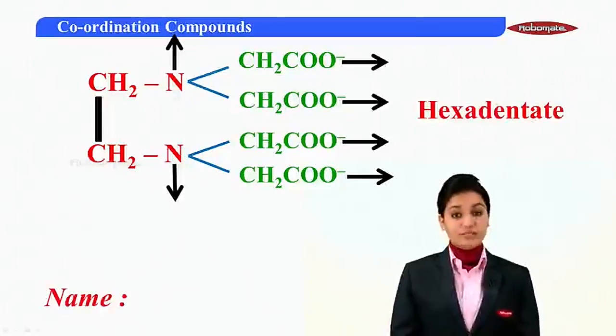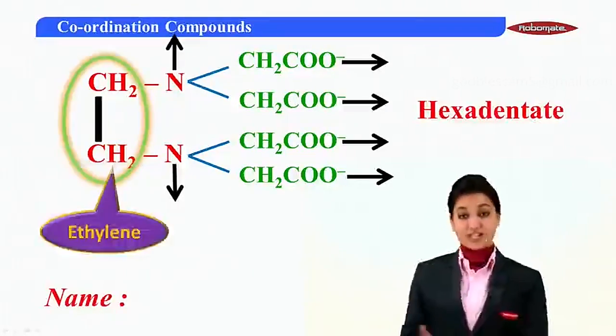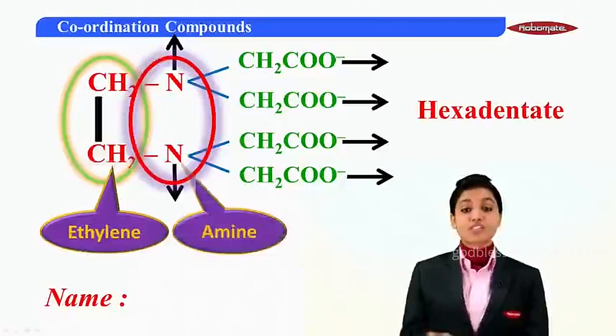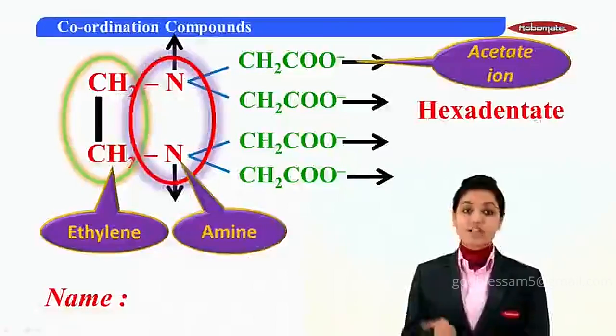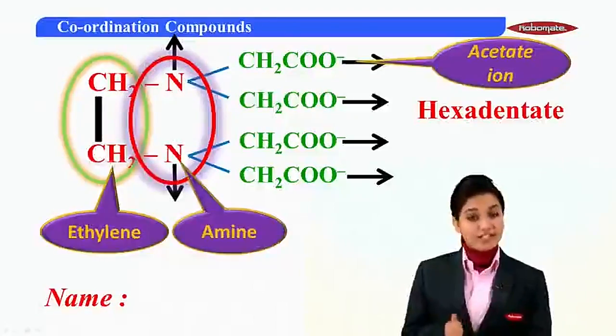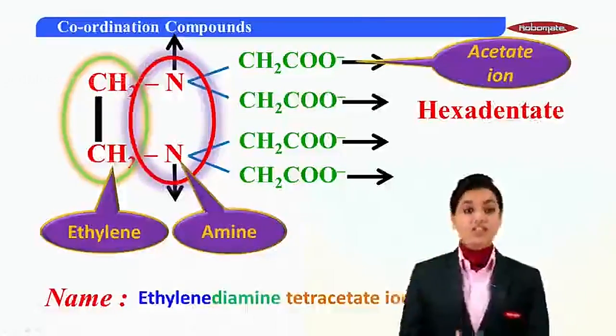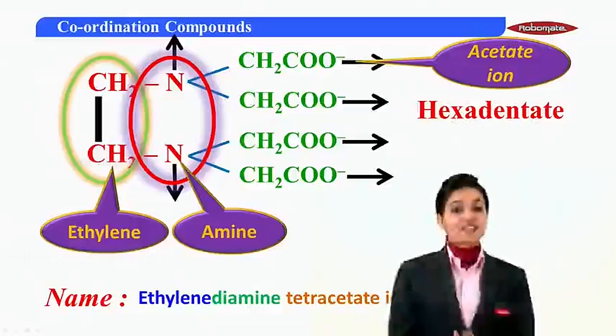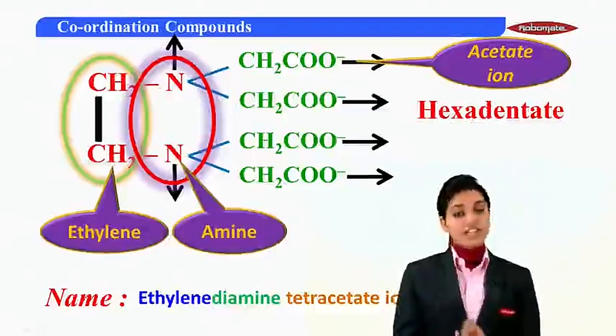Let us try to name this now. This is your ethylene. Then we have amine, 2 amines, so it will be diamine. CH2COO negative is called acetate ion, and with 4 of them, tetraacetate ion. Why tetra? Because there are 4 acetate ions. So the name becomes ethylene diamine tetraacetate ion. So that is how you can find the denticity of any given ligand.